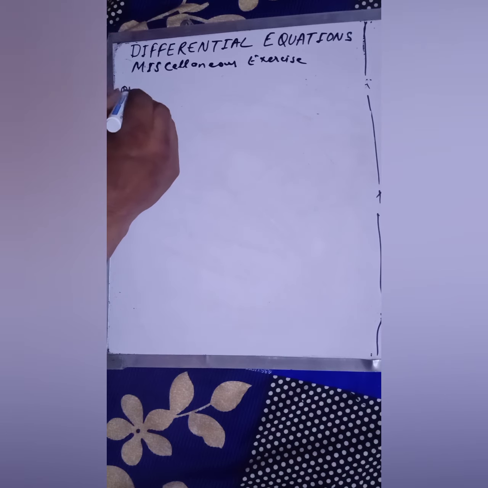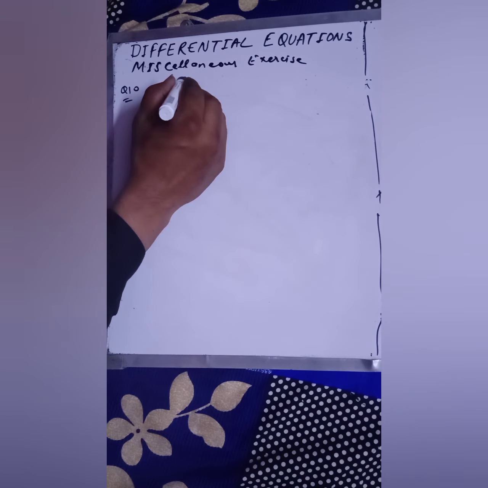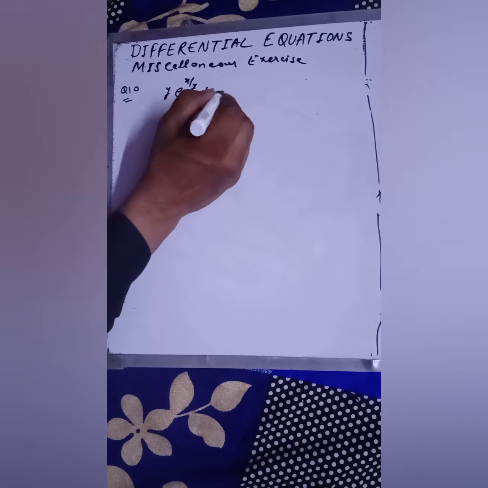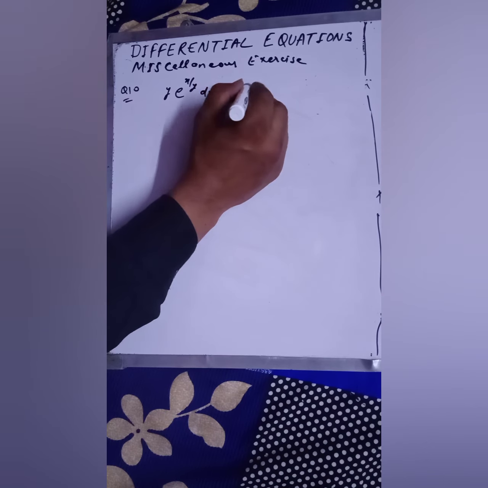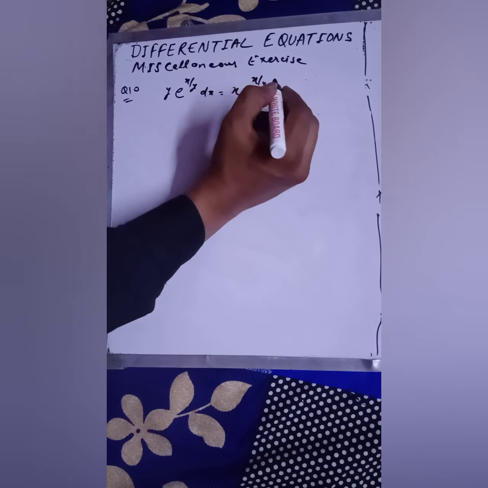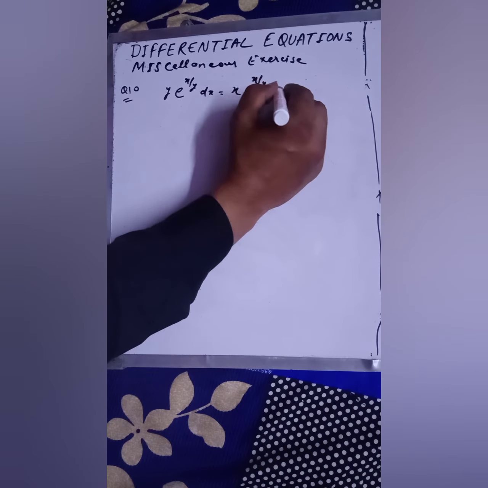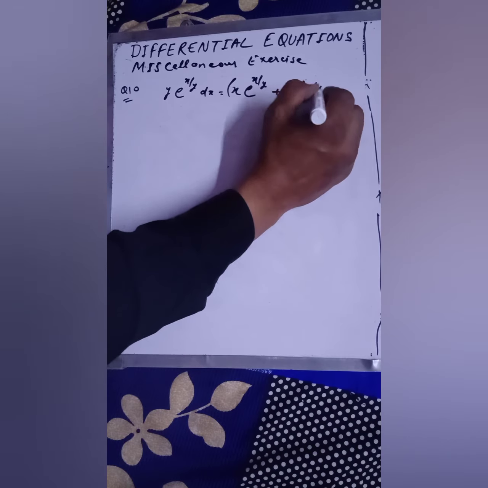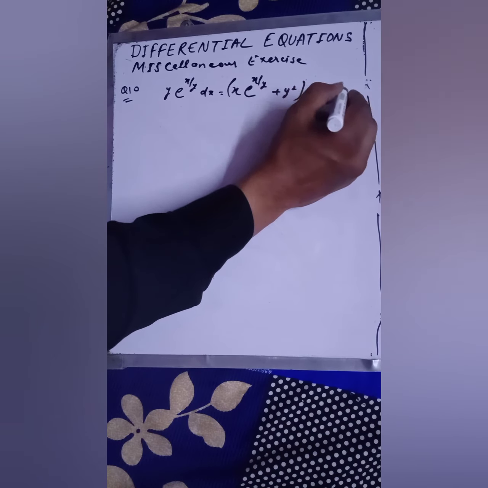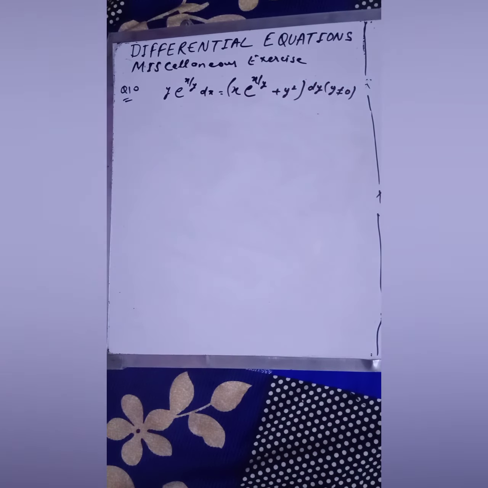Now see children, question number 10, that is a little bit different, so I am solving this question number 10 here of a miscellaneous exercise. So y into e raised to power x by y into dx, that is equals to x e raised to power x by y plus y square into dy, where y is not equals to 0. This is given to us.